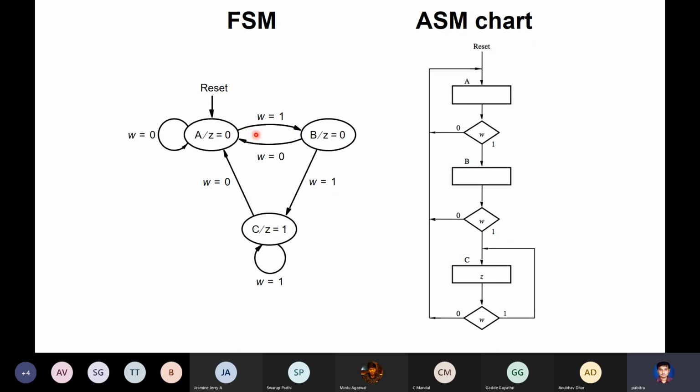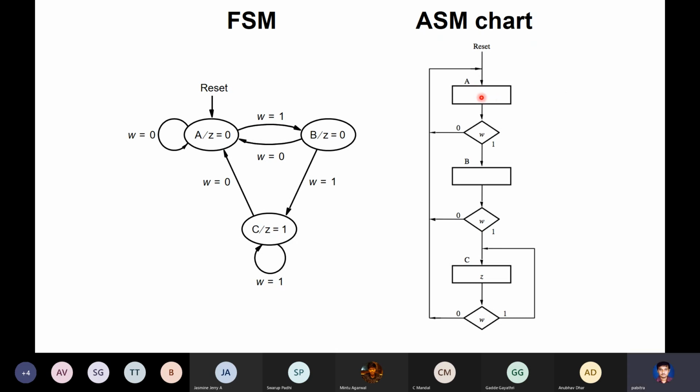Oh no, W is an input. Sorry. W is an input. Depending on the value of W, you transition. So this is the diagram. You can see here that you start from reset, then you move to state A. Then you are just walking through the FSM. You are moved to state A. Then you output Z equal to 0.